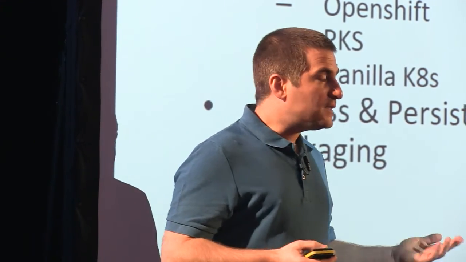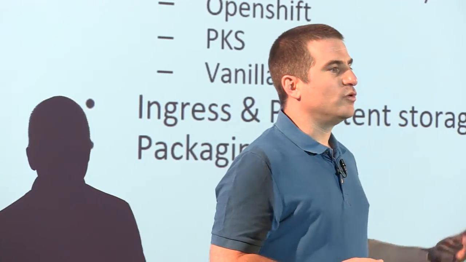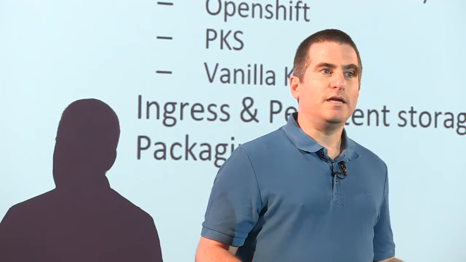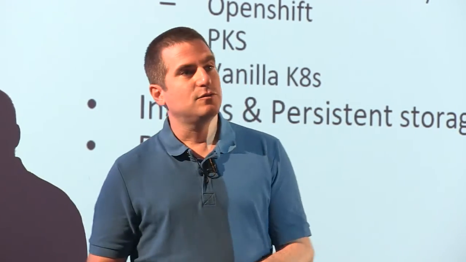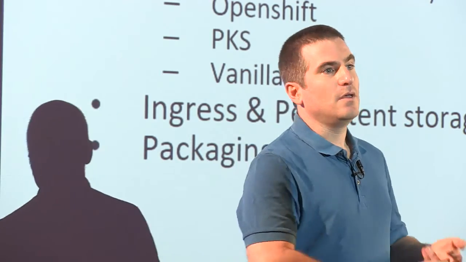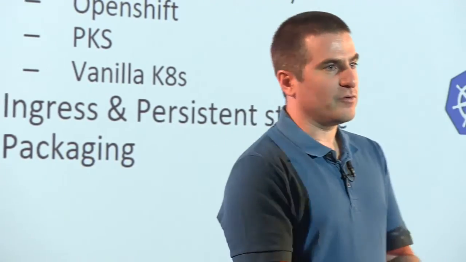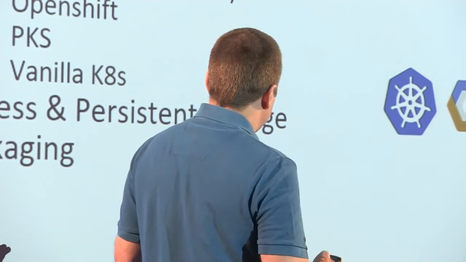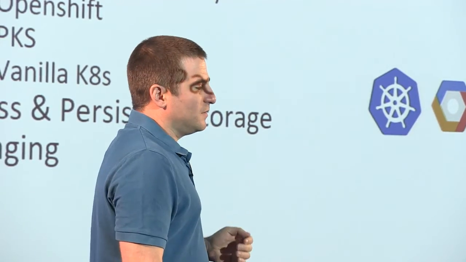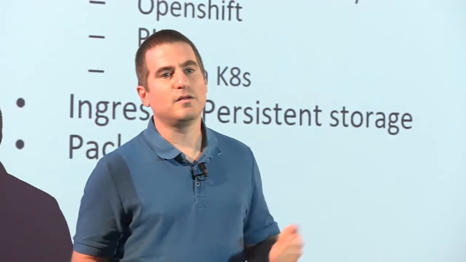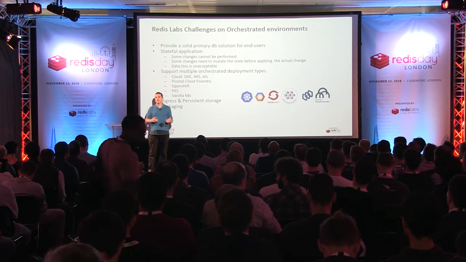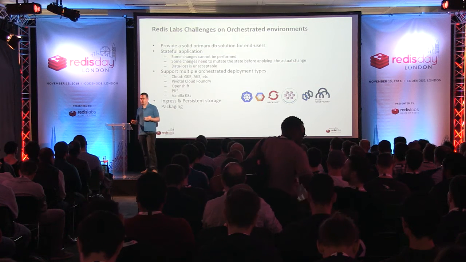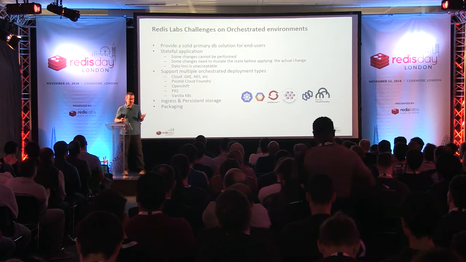Okay? For us specifically, there's also the challenge of having to work across multiple orchestrators. So we want to be able to support Kubernetes vanilla. We want to be able to support PKS. We want to be able to support Red Hat OpenShift, Pivotal Cloud Foundry, and a couple of other orchestration platforms. And on all of these, there's slight differences. The ingress, how you handle traffic coming into your cluster, is different. How you package your deployment there is different. And also how you handle persistent storage.